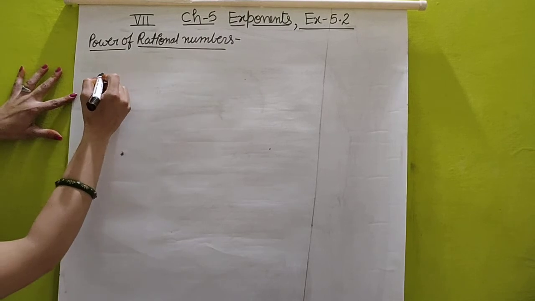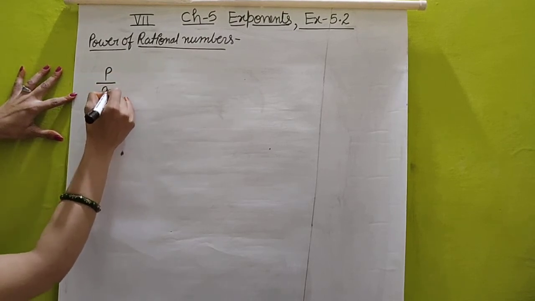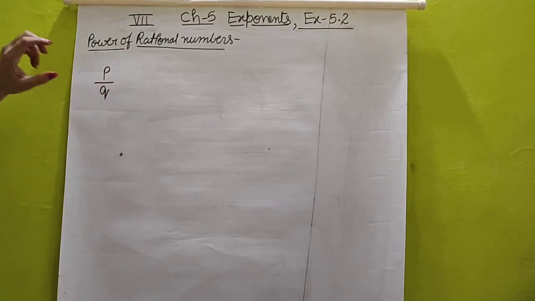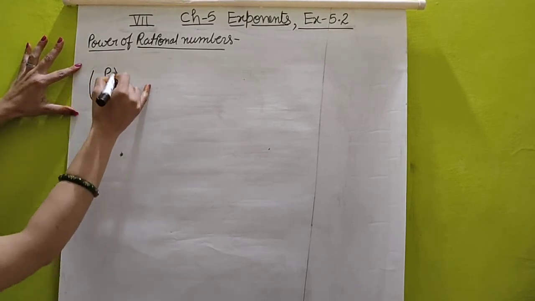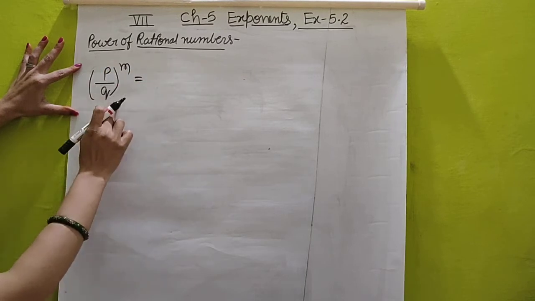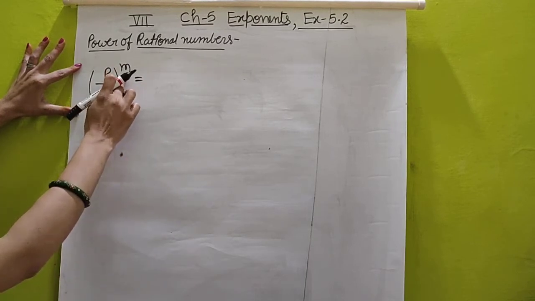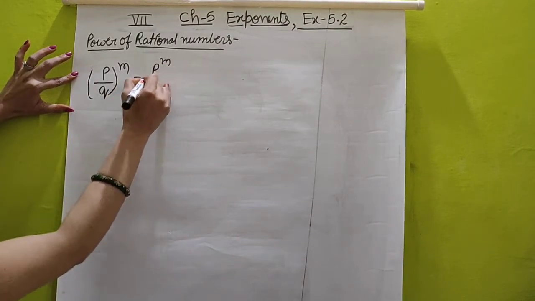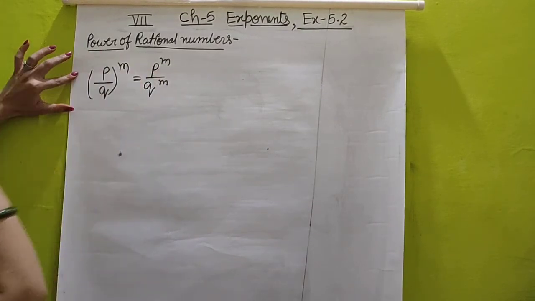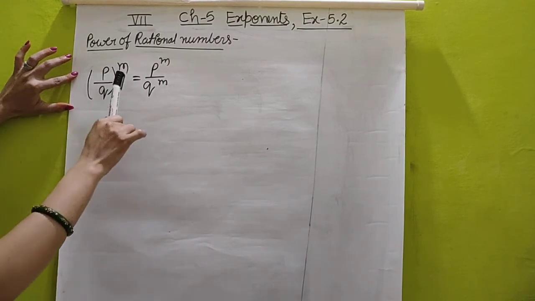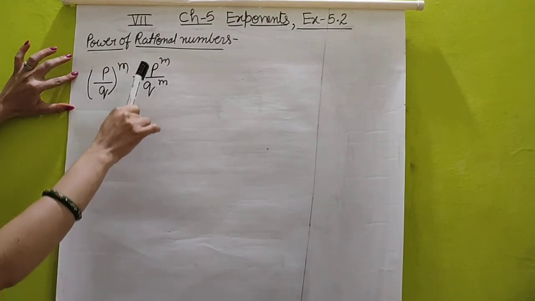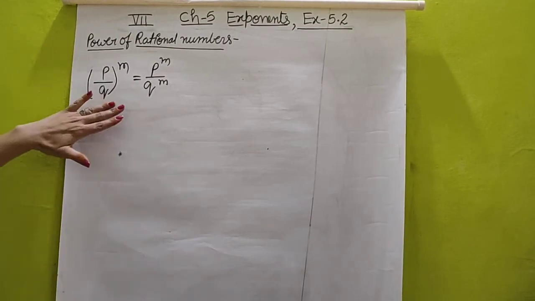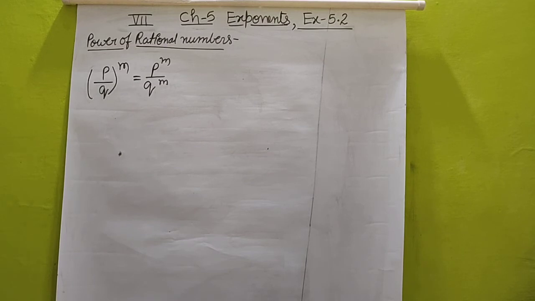Students, rational number means p upon q. The number which we can write in the form of p upon q is known as the rational number. Now students, this p upon q is having power m. It means students, this m power is having both p and q. Okay students, so we can write p raised to power m and q raised to power m. It means this m is having this p and q both are having power m separately. Okay students, now on the basis of this concept we will start exercise 5.2.